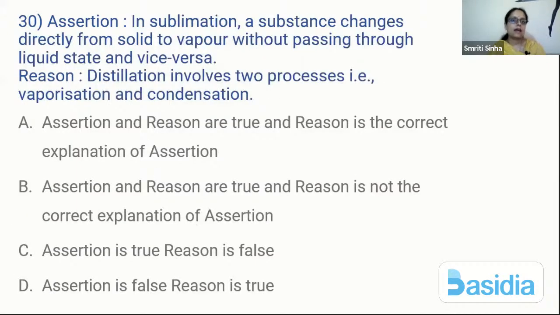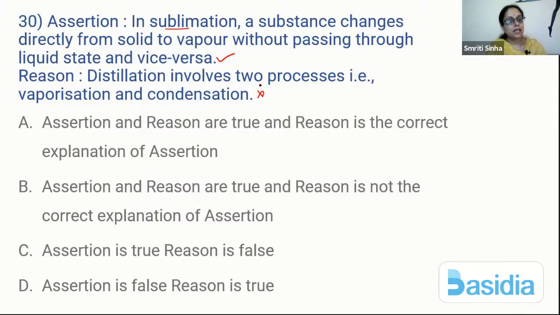Next, assertion: in sublimation, a substance changes directly from solid to vapor without passing through the liquid state and vice versa. This is true because in sublimation, solid gets directly converted to vapor or vapor gets directly converted to solid without going to liquid. Reason: distillation involves two processes, vaporization and condensation. This is false because we are talking about sublimation, not distillation.